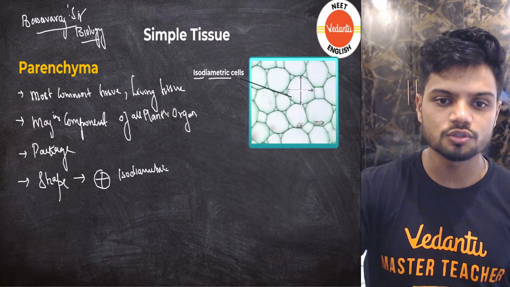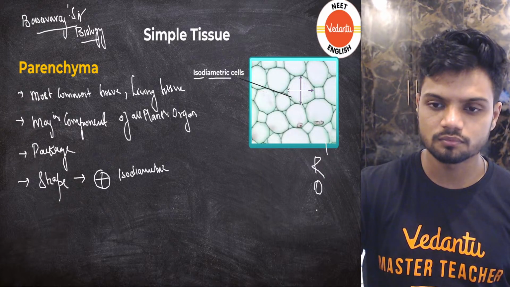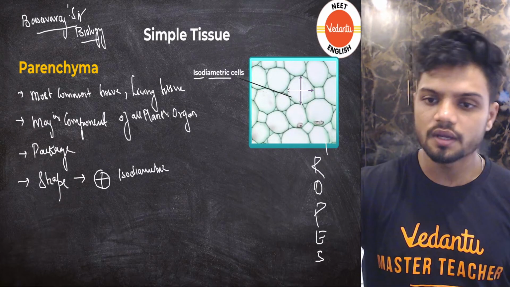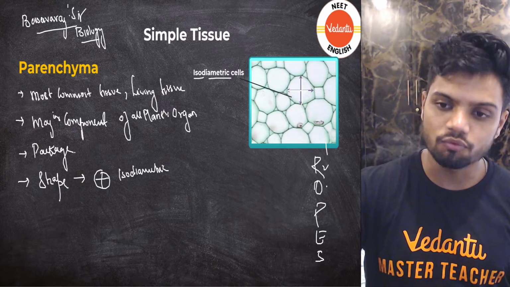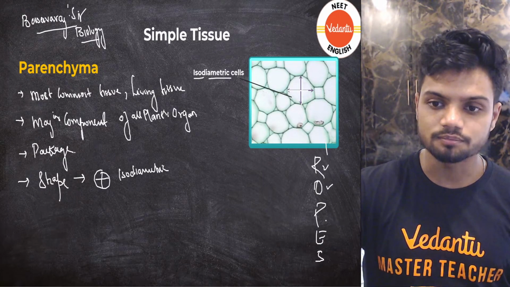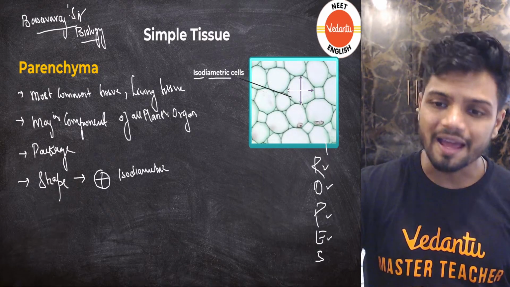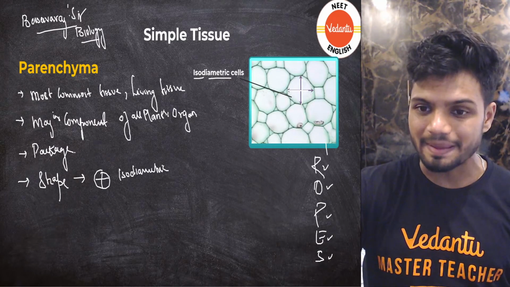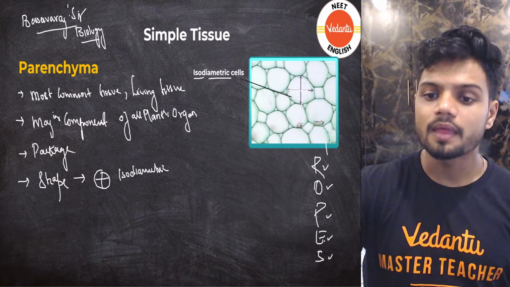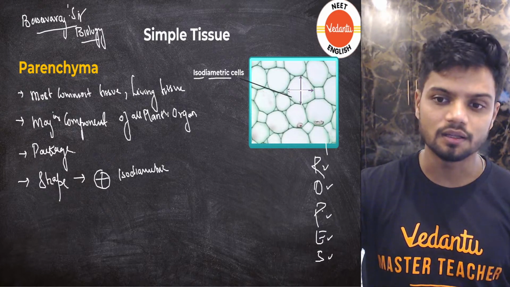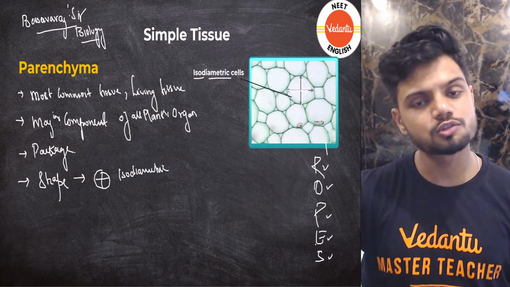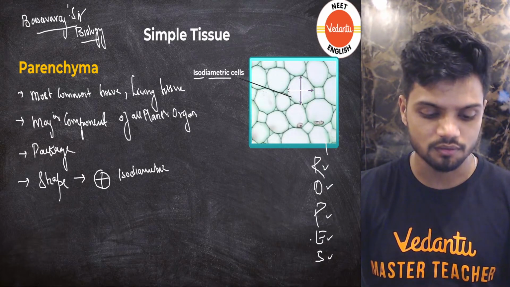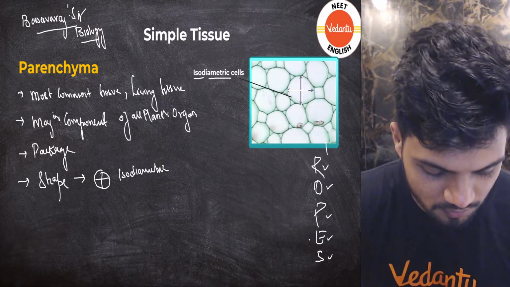Apart from that, there is also something called shape. What is the shape? It can be round, it can be oval, it can be polygonal, elongated, and spherical. Any of the following shapes can also be present in the case of your parenchyma. Very simple to understand.